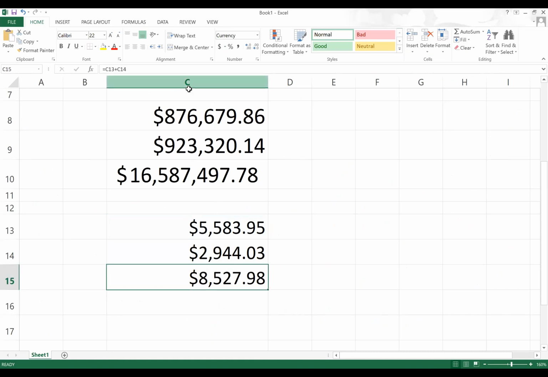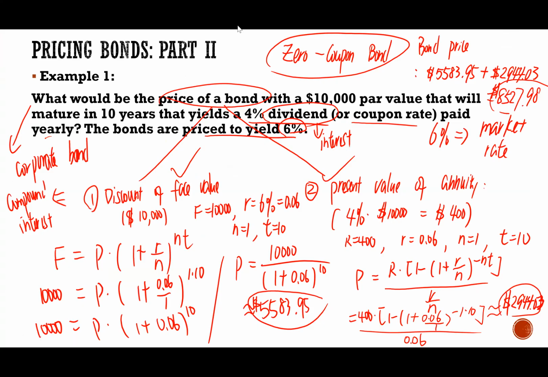Right, so this is how much you will pay for this $10,000 bond. And basically, you're getting two kinds of income. The first income is from the par value, that's why we have to discount that to figure out how much it's worth right now. The other income is from interest or dividend income on a yearly basis. That's also very crucial. So that's why the bond is worth $8,527.98 right now. Do you have any questions on this?